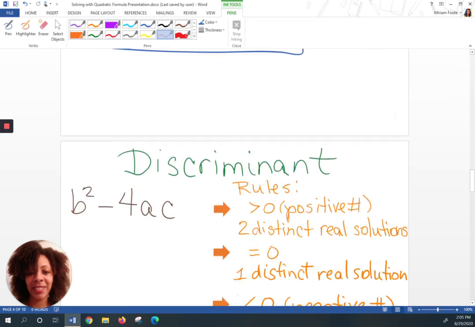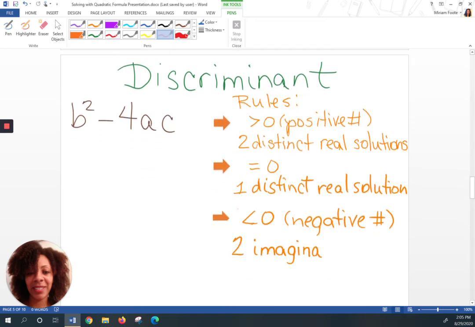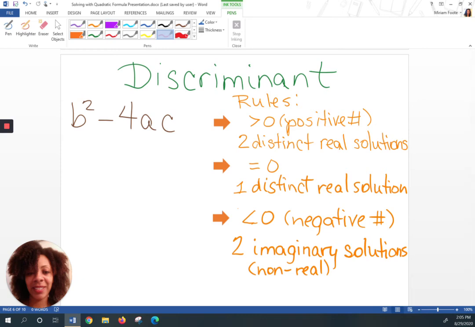So now let's talk about the discriminant. The discriminant is basically just the part that's under the radical of your quadratic formula. So b squared minus 4ac should look familiar because we just talked about that. And if you look at your rules for your discriminant, if you have a positive number in your answer, which is greater than 0, two distinct real solutions will be the number and type. Sometimes they'll ask that question, what's the number and the type? So that's what you would tell them.